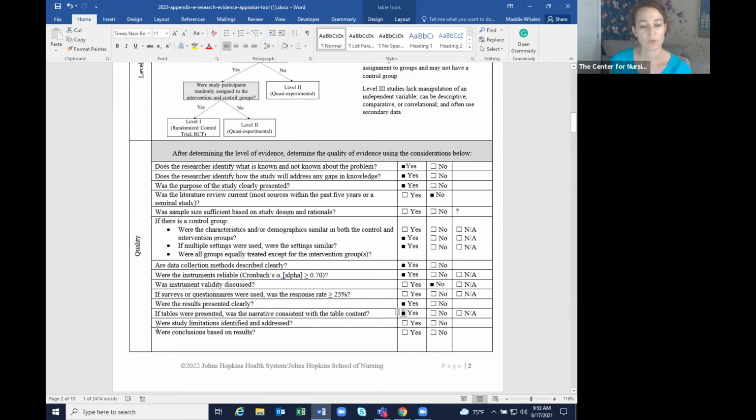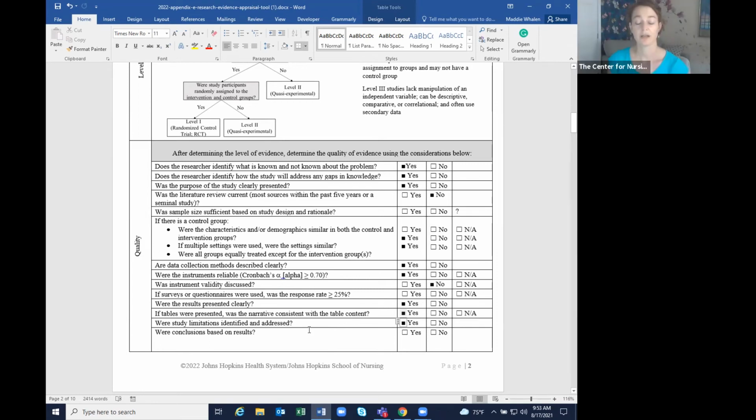All right. Were study limitations identified and addressed? Yes or no? Yes. It was a small limitation section, but participants weren't blinded, and the hospital itself had increased awareness of CLABSI rates. So they think that could have possibly influenced the reduction in CLABSI rates itself. But it was there.